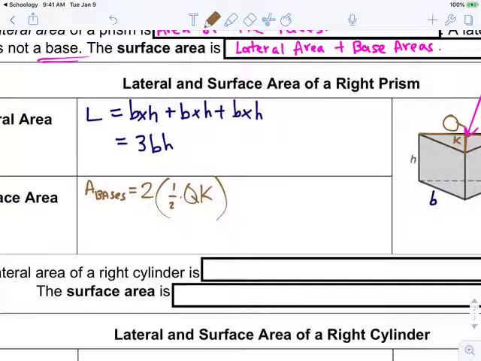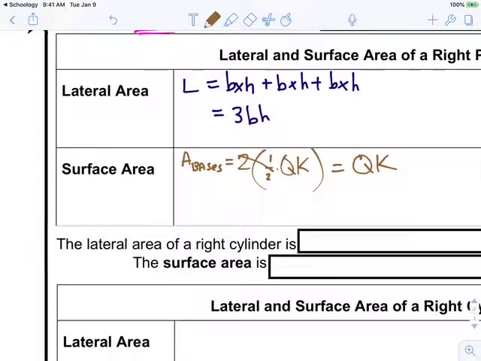2 and the 1/2. Split. Oh, what's 1/2 of 2? 1. So what happens? They cancel. So what am I left with? QK. Well, that's for the bases, so the entire surface area.